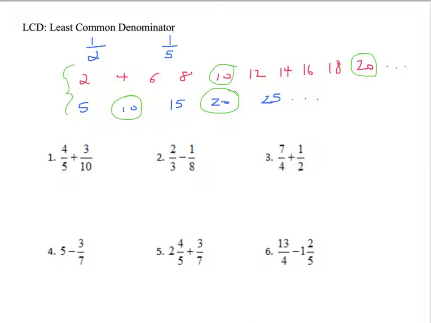So I want the least common multiple. Well, what's less, 10 or 20? 10. So the least common denominator between 2 and 5 is 10.